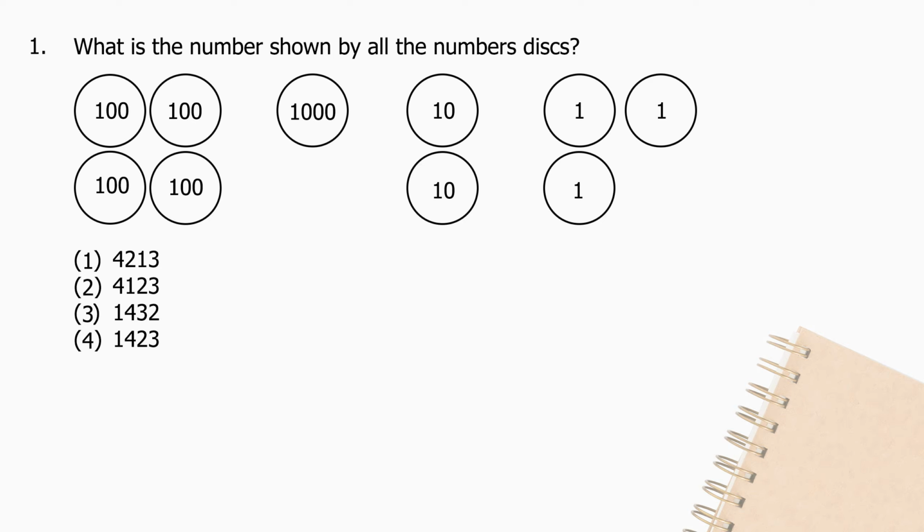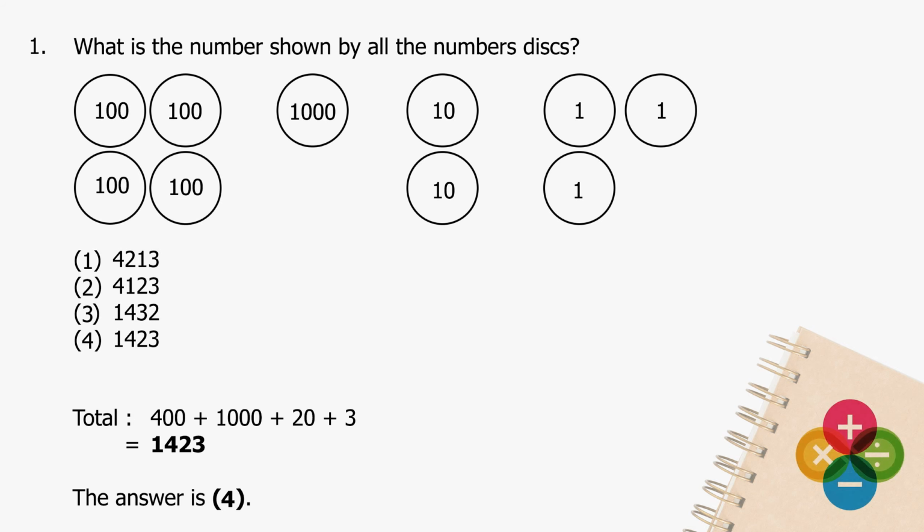Question 1. What is the number shown by all the number discs? There are a total of 4 100, 1 1000, 2 10 and 3 1. Add 400 plus 1000 plus 20 plus 3 and you will get 1423. The answer is 4.